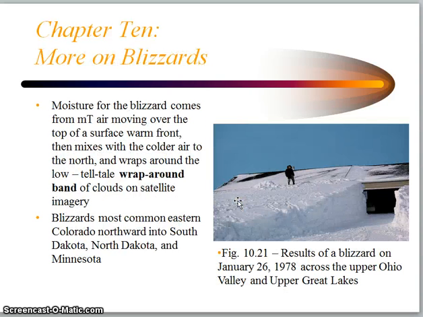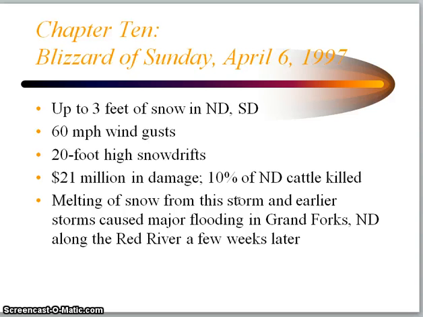How about this? Here's a picture of the results of a blizzard on January 26, 1978, across the upper Ohio Valley and the upper Great Lakes. If you live in those places, you've got to make sure you've got plenty of food to last you for about a week, because you may not have any assistance from public officials with respect to rescue and recovery. So you have to sort of take care of yourself for a while. You can tell when a blizzard is developing in this pattern when you have a telltale wraparound band of clouds on satellite imagery, which I will show you in just a moment.